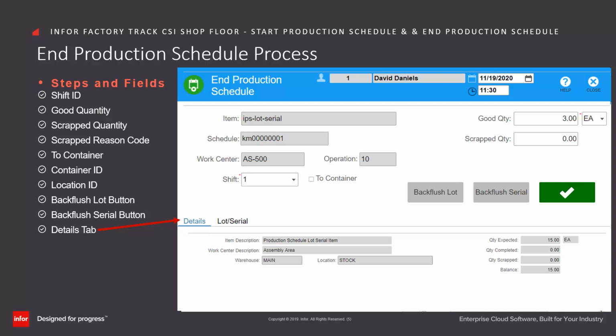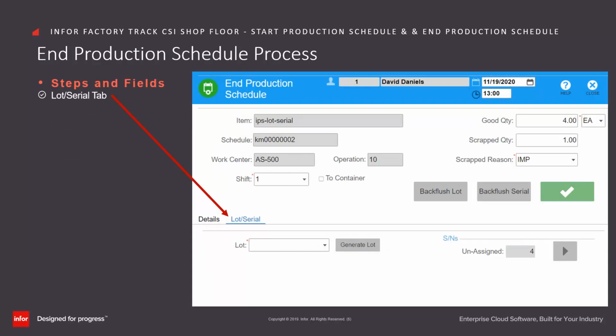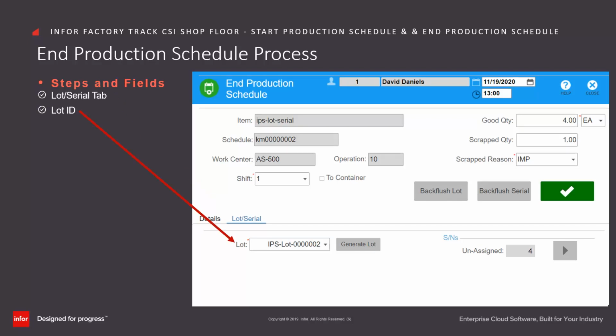If your item is lot tracked and reporting on the last operation, the Lot Serial tab is enabled. If your item is lot tracked, enter or select from drop-down the lot ID, or click on the Generate Lot button to have Factory Track create a new lot based on any prefix format defined for the item.